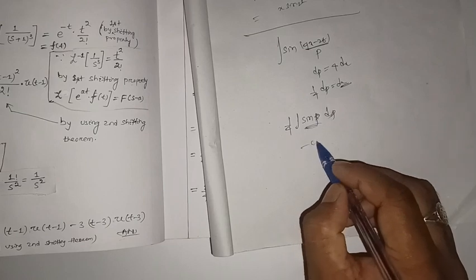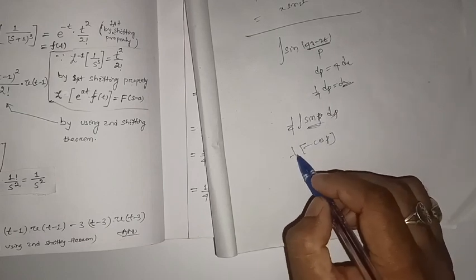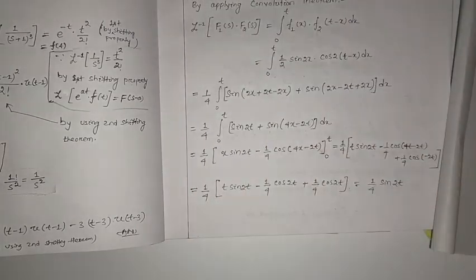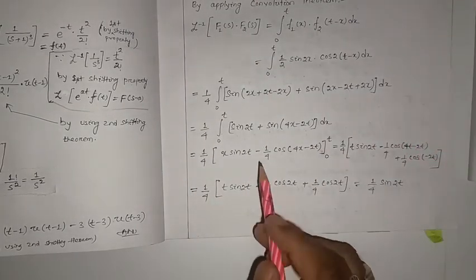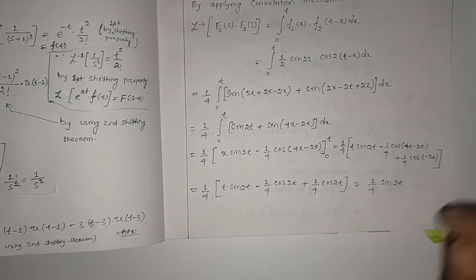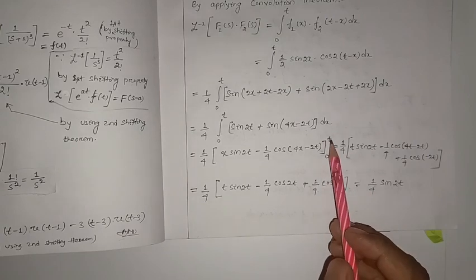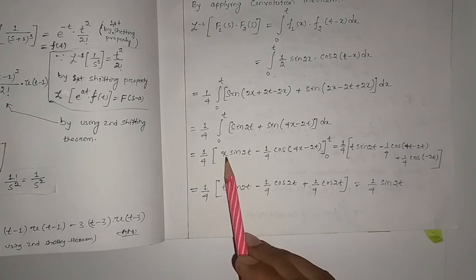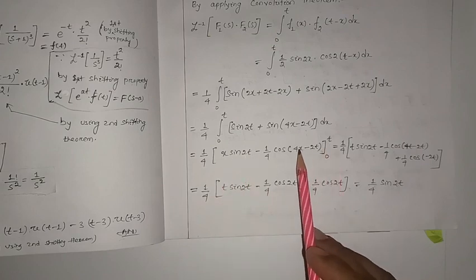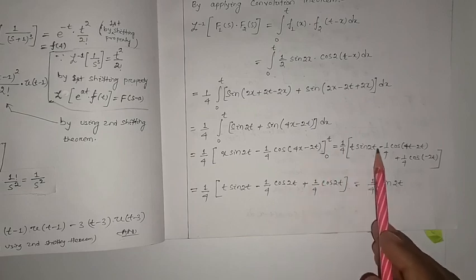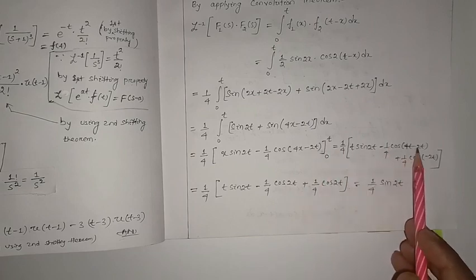So the integral of sin p is minus cos p, times 1 by 4, and p is nothing but 4x minus 2t. Same thing it has been written: minus 1 by 4 cos(4x minus 2t), with 0 to t as your limit. Now we are going to put the limit. Here you can see t. If I put t over here, then t sin 2t. Then if I put t over here, 4t minus 2t will be 2t. So t sin 2t minus 1 by 4 cos(4t minus 2t).